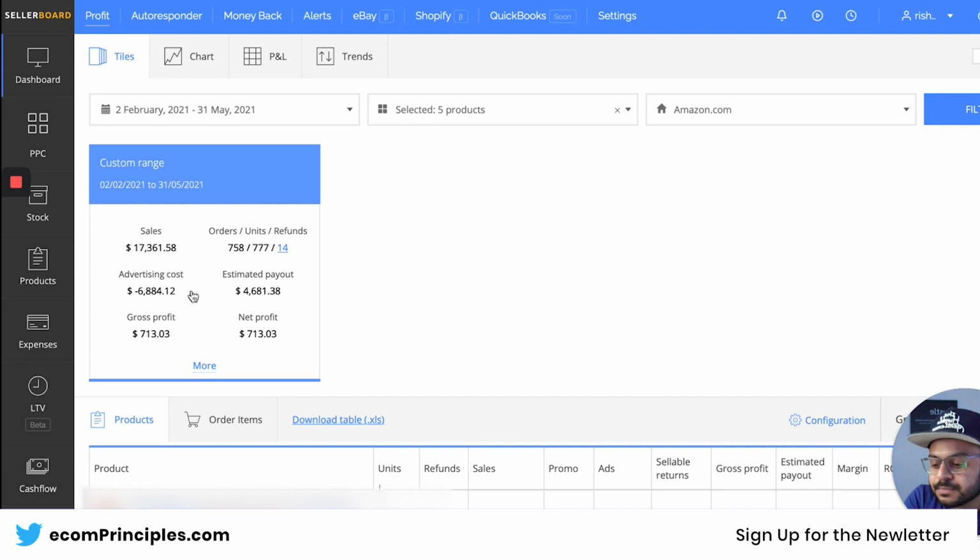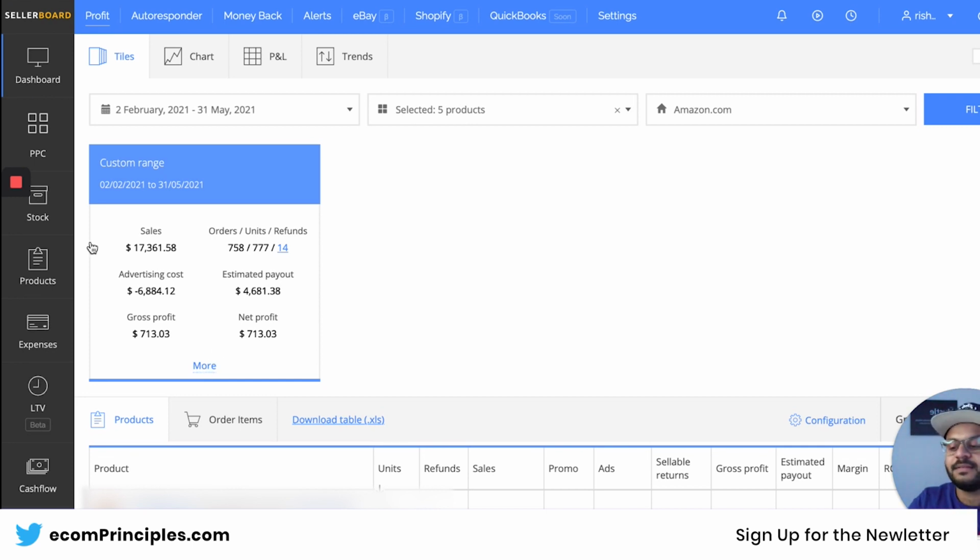So that's the percentage of returns that I have, which is pretty interesting. Advertising cost is about $6,884. Estimated payout is basically the payout calculated by the software that you should be getting, or I should be getting in this scenario. You don't get this. $4,681 gross profit, this and that. So I'm going to be going deeper now.